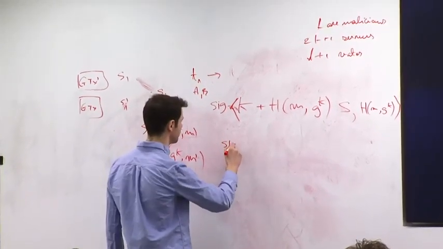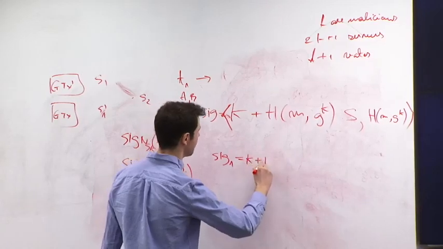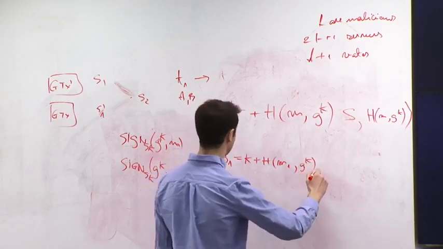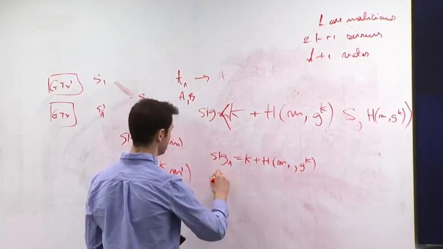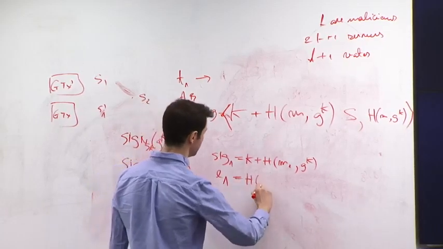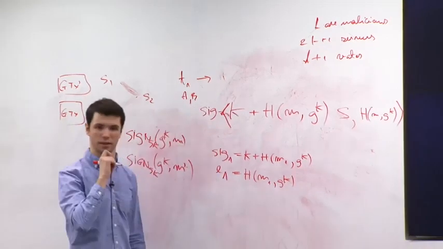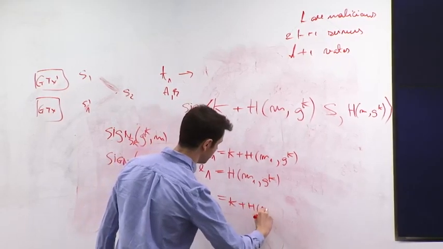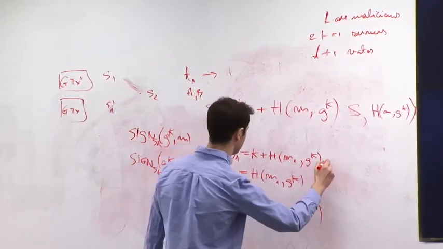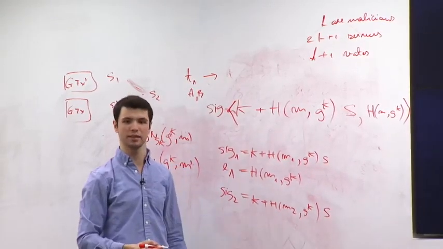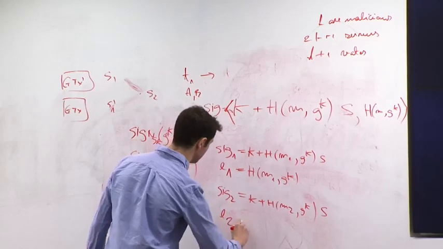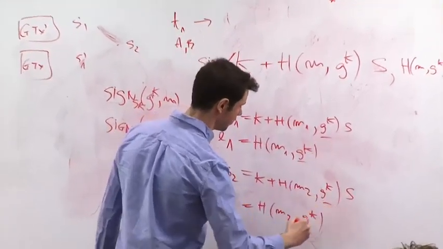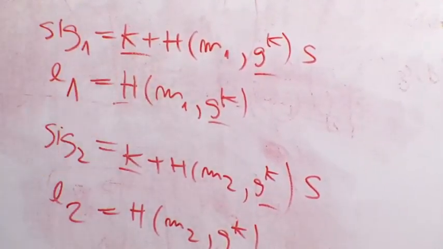So if the authority uses the same G to the K to sign, then we can extract the secret key. And the way we can do that is, I'll just show you an example. Sig1 would be K plus H of M1, G to the K, times S. And the associated hash, let's call it E1, would be H of M1, G to the K. Does everybody see this? And then Sig2 would be K plus H of M2, G to the K, times S. Again, you guys are clearly not paying attention, I forgot the secret key. E2 is the hash of M2, G to the K. So I'm using the same G to the K and the same K.